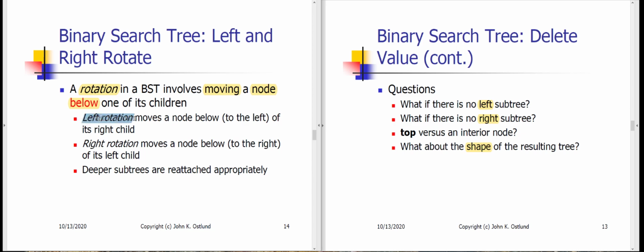A left rotation takes the current node and moves it down below, that is, moves it down to the left of its right child, whereas a right rotation does the opposite. It takes a node and pushes it below to the right of the left child. And so deeper subtrees then have to be reattached in an appropriate way to keep the tree well formed.